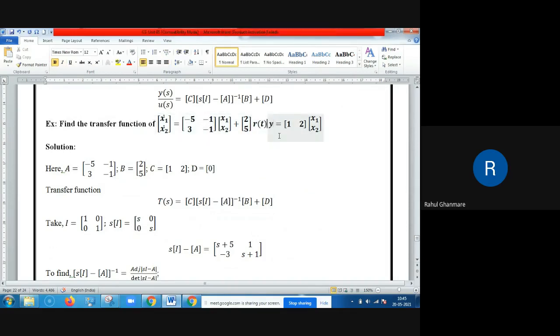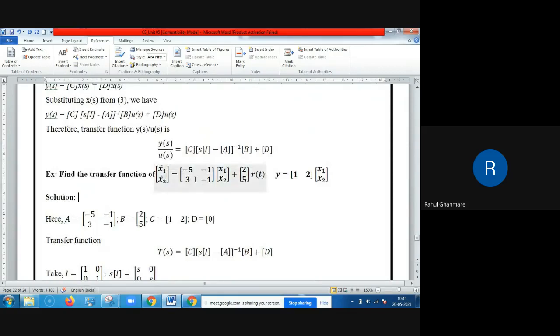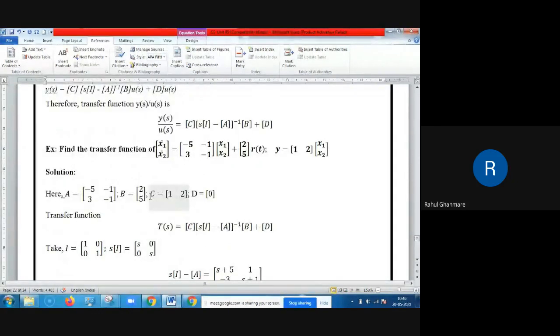And this is your y equation. So y is equal to 1 2 and these variables x1 and x2. Now first of all, we are taking all the matrices values. We require the matrix A value, matrix B value, matrix C value and matrix D value. I know that this term is the matrix A, this term is the matrix B, this term is the matrix C, and plus this Du, like this we have the state equations. So first of all, your duty is to take all the matrix values.